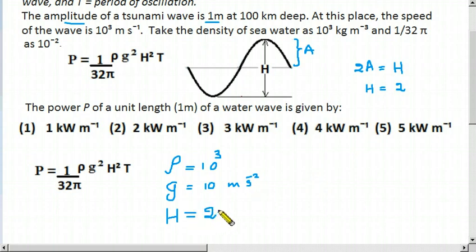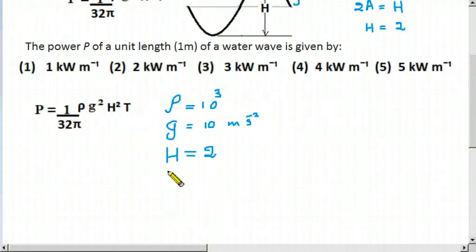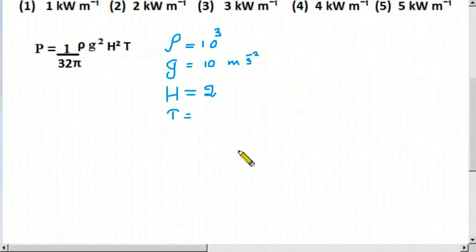Height is 2 meter. Then capital T is the problem. It is not given. That is the thing we have to find out using our knowledge. Capital T is the period of oscillation. So T is equal to 1 over frequency. If we know the frequency, we can easily find the period. How to find frequency? V equals f lambda. If we know V and lambda, we can find frequency.